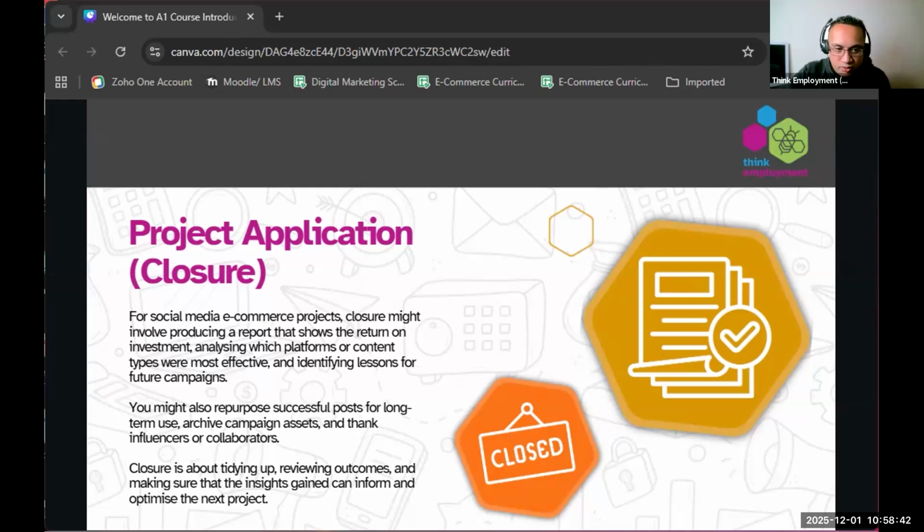So you might also repurpose successful posts for long-term use, archive campaign assets, basically have loads of videos that you can use again and again, okay? Or images, videos, it could be animations, certain things that you've said, certain dialogues, certain sentences that you've used, hashtags that you've used. You basically have a whole kind of resource that you've collected, okay? So closure is about tidying up, reviewing outcomes, and making sure that the insights are gained and they can inform and optimize the next project.